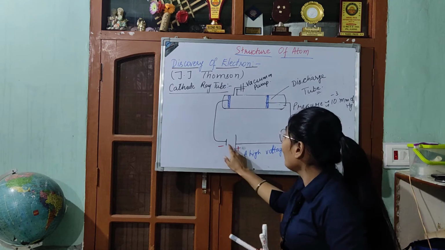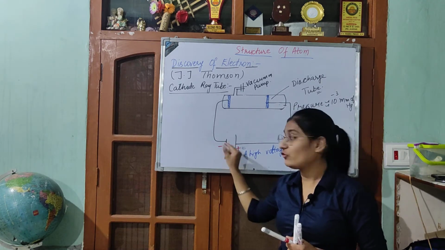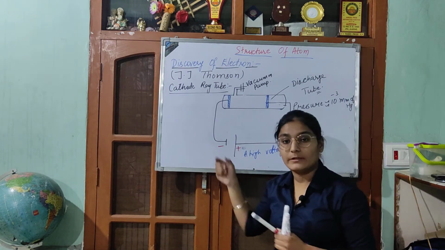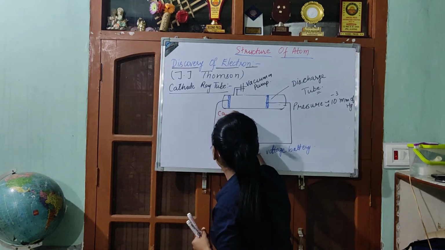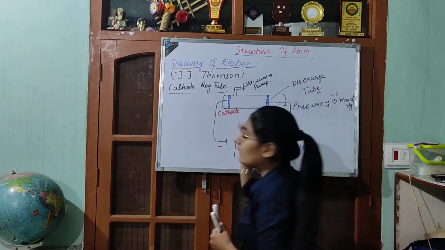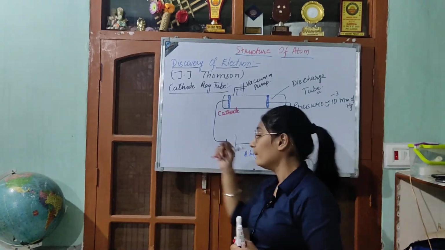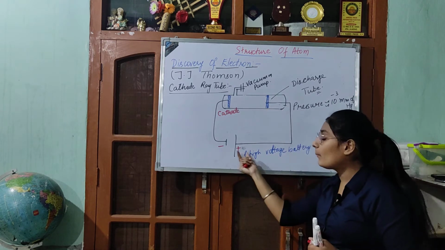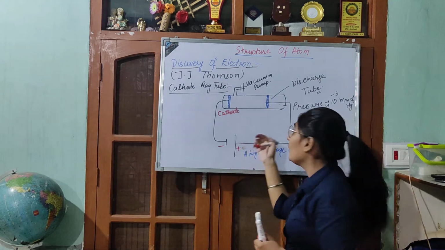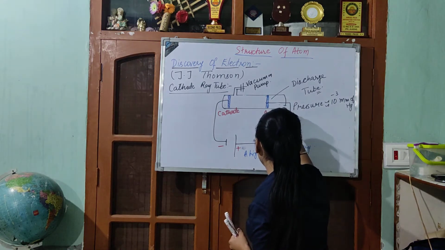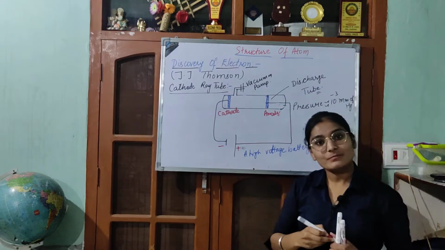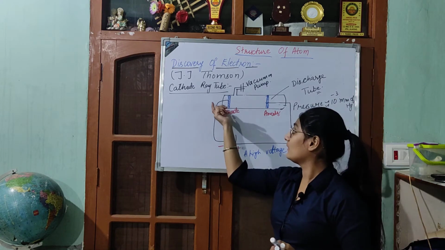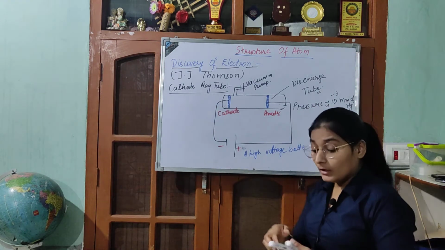Listen carefully. The metallic strip attached to the negative terminal of the battery is called the cathode. This part is the cathode, and the part attached to the positive terminal of the battery is known as the anode. This part is the anode.